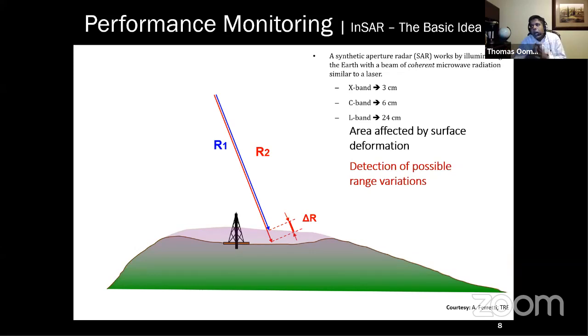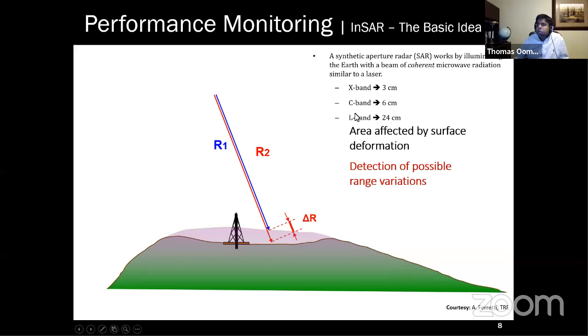So between two measurements of the radar data, if the object that you're interested in has moved more than half the wavelength, you will not be able to precisely measure how much movement has happened, but you will be able to see that there is some decorrelation, which could be indicative of some kind of motion. So I will actually show you some examples on that.